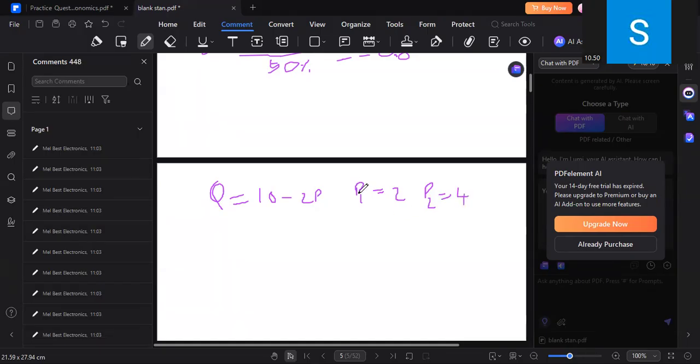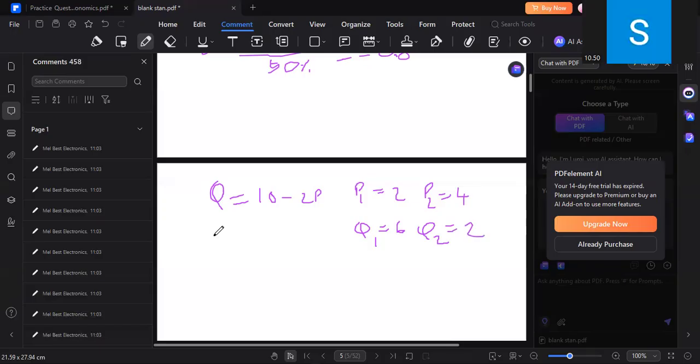So first you need to calculate the Q1 at 2 kwacha and Q2 at 4 kwacha. When you put a 2 there, that is 10 minus 4. What do we get? 6. How about when you put a 4 there? What is our Q2? 10 minus 8, which is 2.